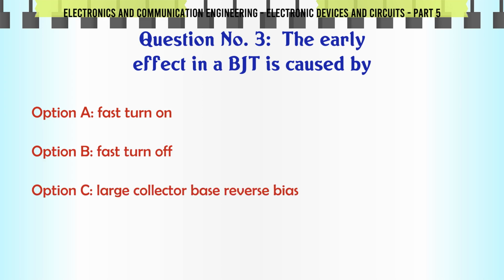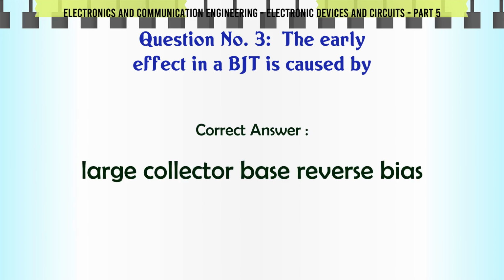The early effect in a BJT is caused by A: Fast turn on, B: Fast turn off, C: Large collector base reverse bias, D: Large emitter base forward bias. The correct answer is large collector base reverse bias.